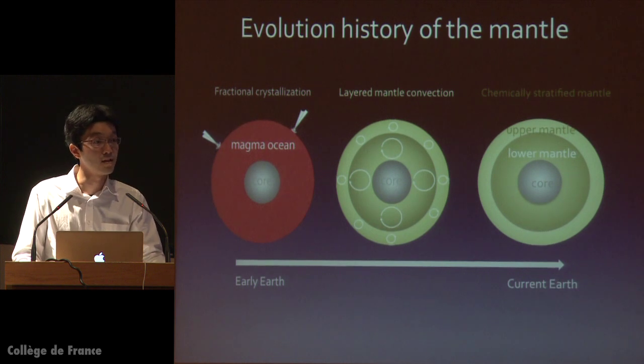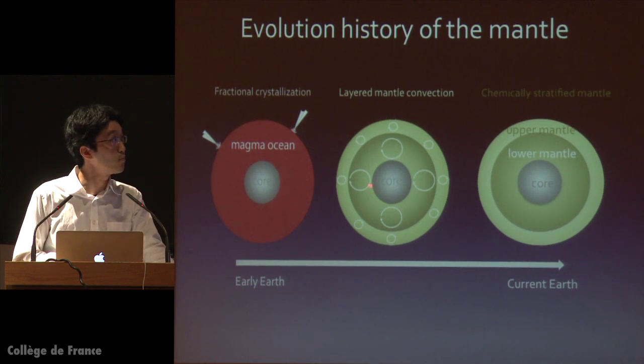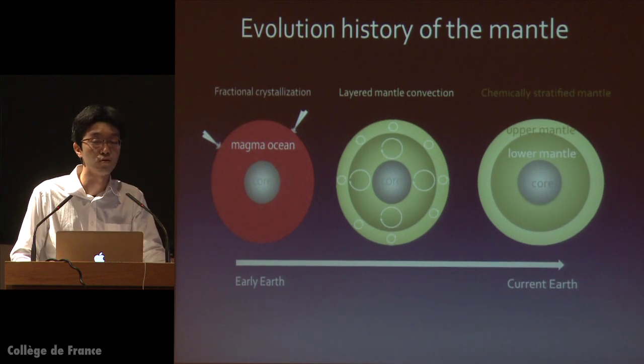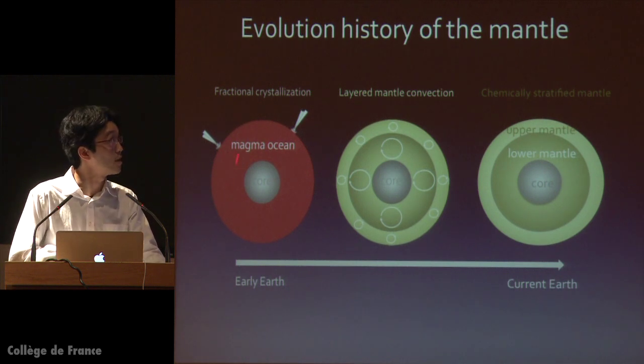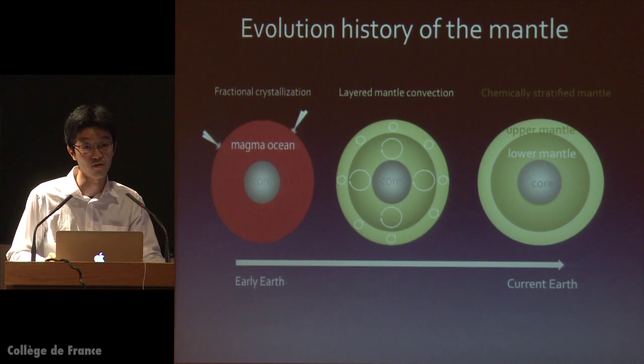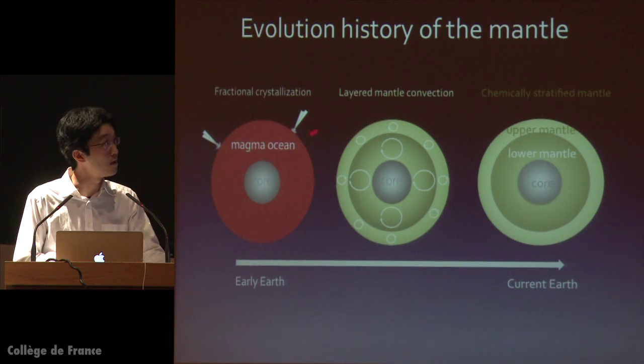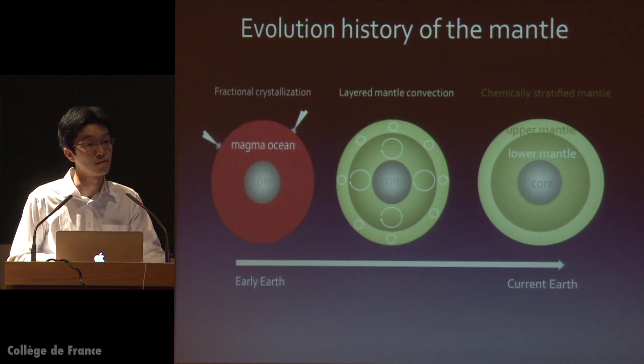So the different chemical composition between the upper and lower mantle could be a consequence of the fractional crystallization within the magma ocean in early Earth. And probably the primordial chemical stratification could be preserved until the present day.